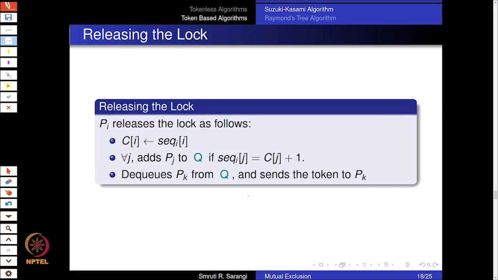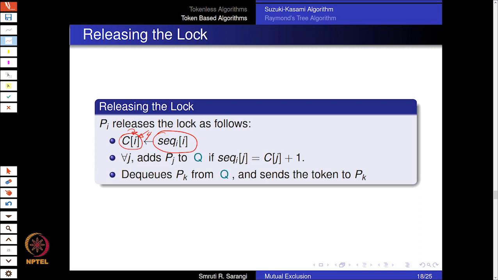Releasing the lock. Again, very easy. Pi releases the lock as follows. It sets Ci as the ith entry, which means that if, let's say, it finished the 4th access to the lock, within the C array of the token, it is going to add 4. As simple as that.